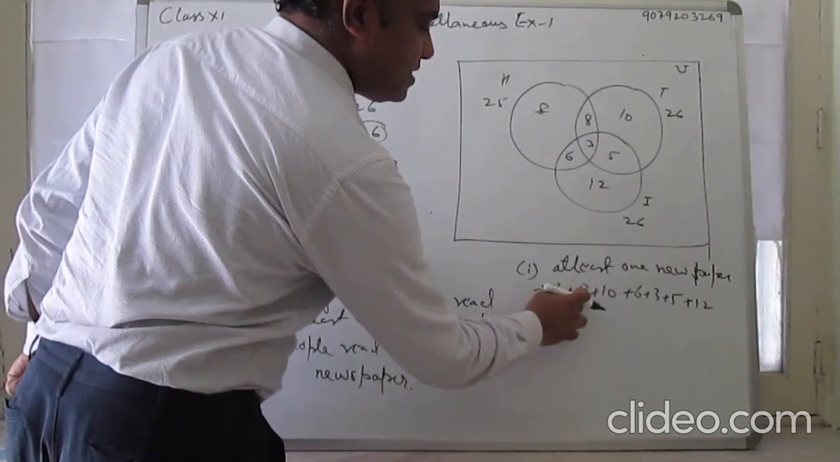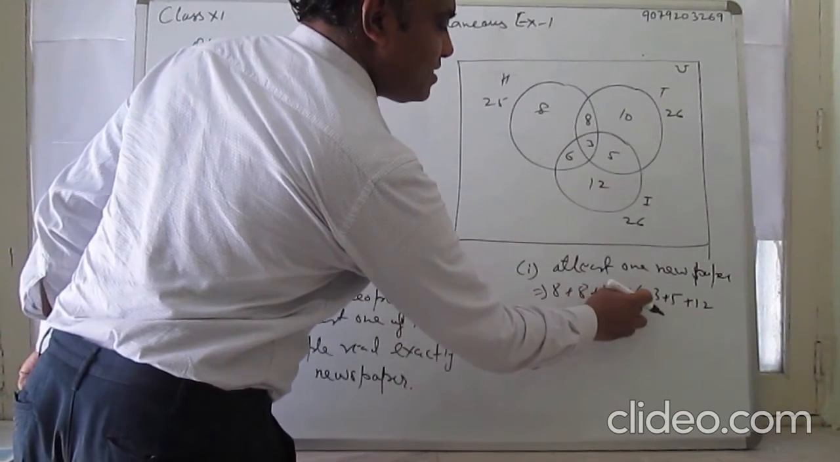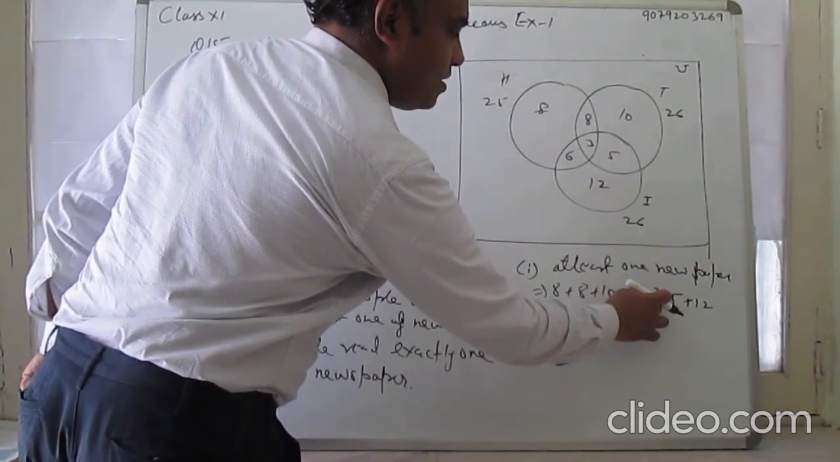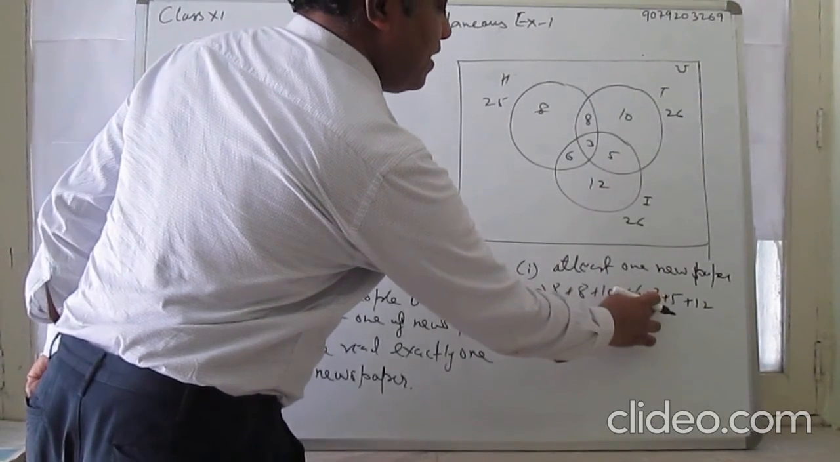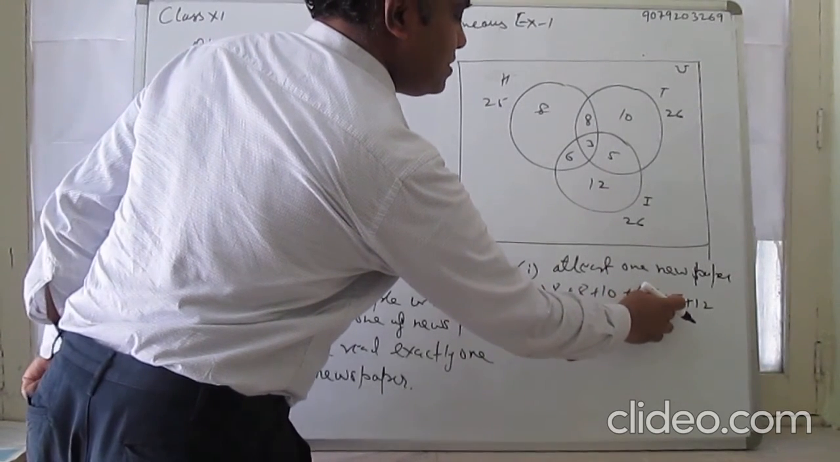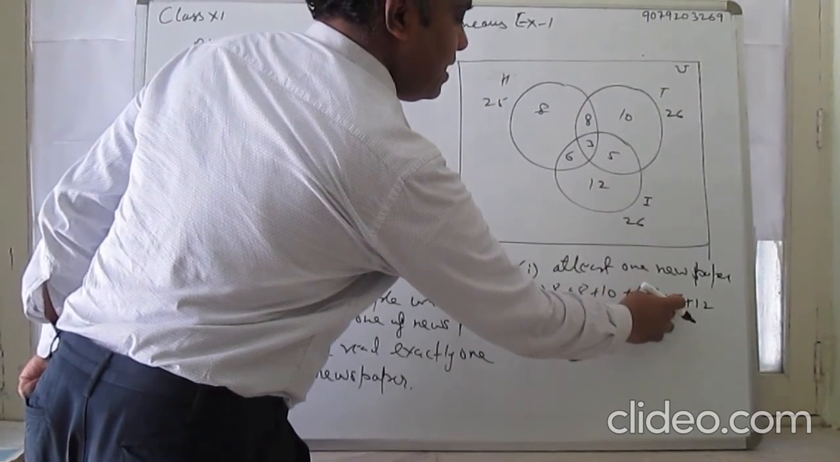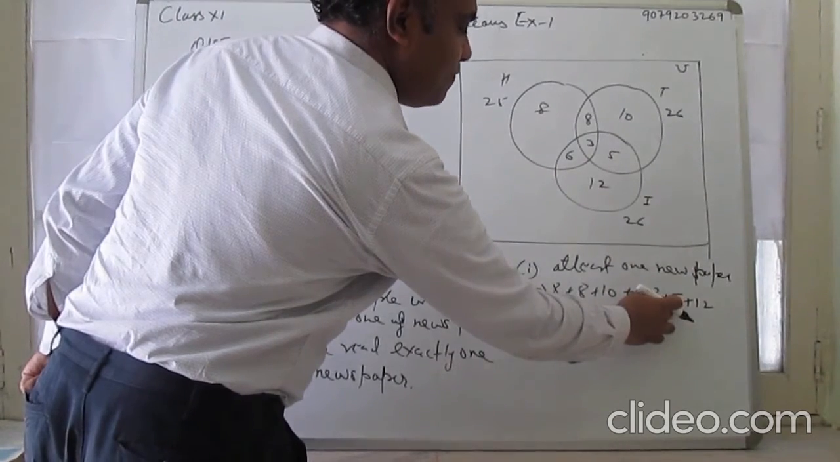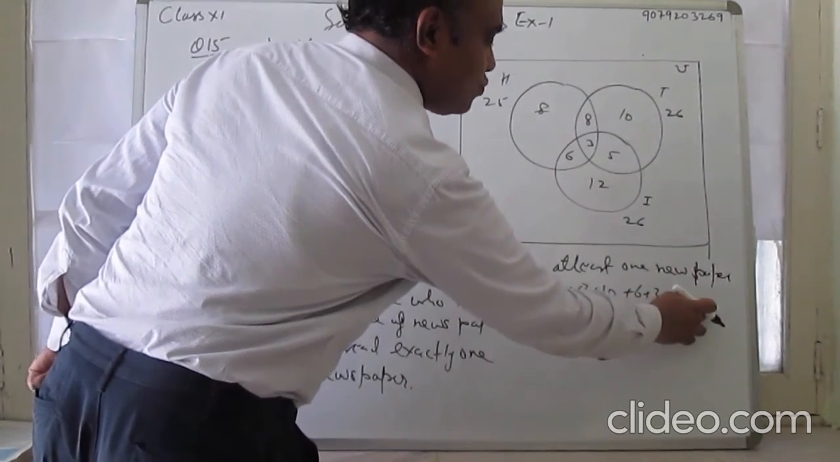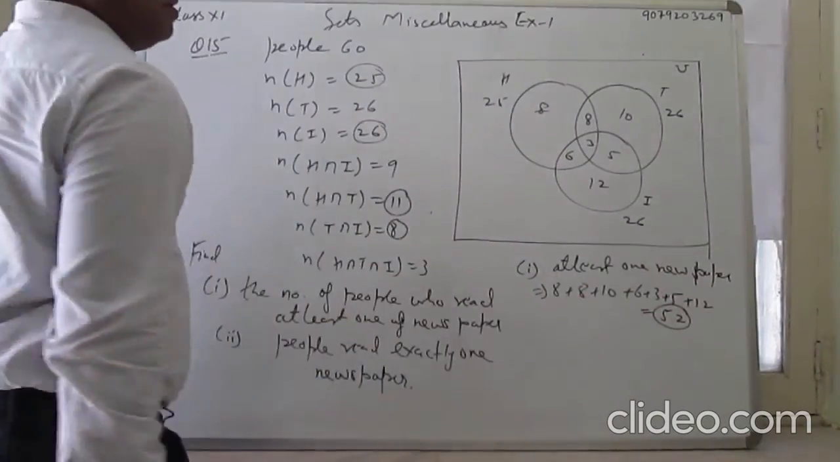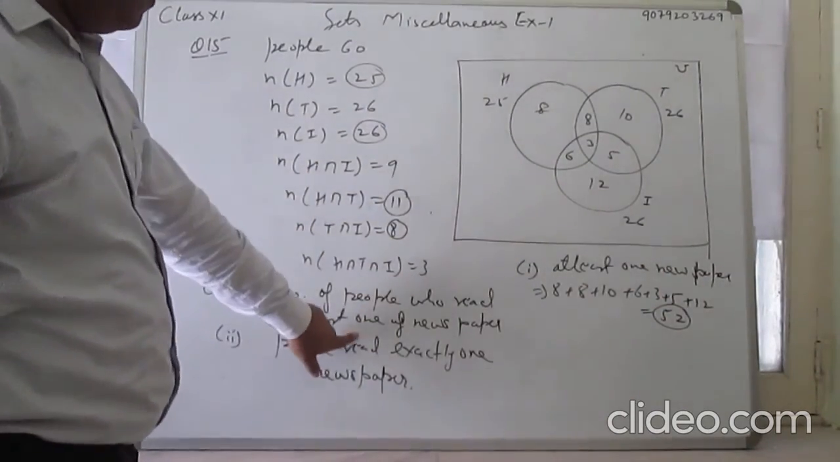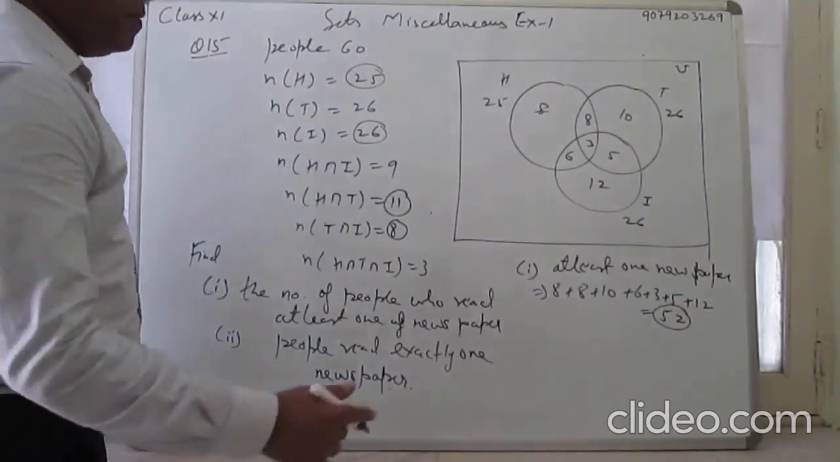8 plus 8, 16, plus 10, 26, plus 6, 32, plus 3, 35, plus 5, 40, 40 plus 12, 52. So 52 people can read at least one newspaper.